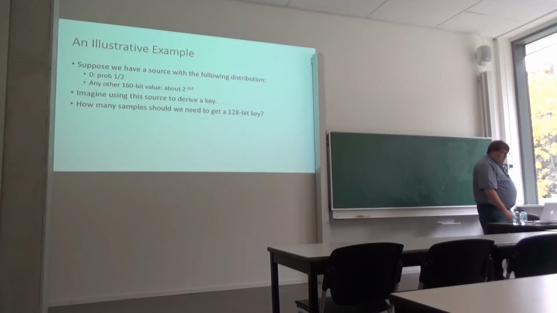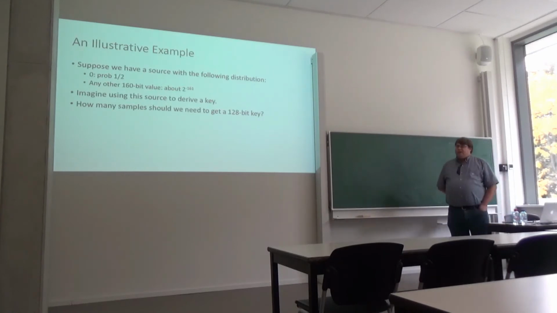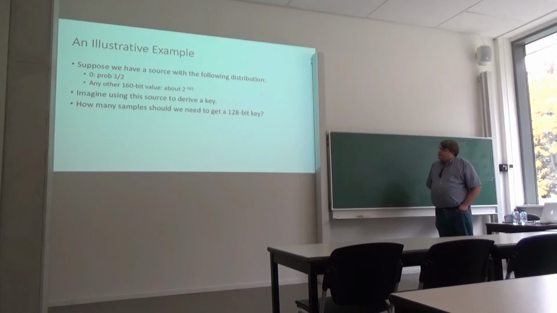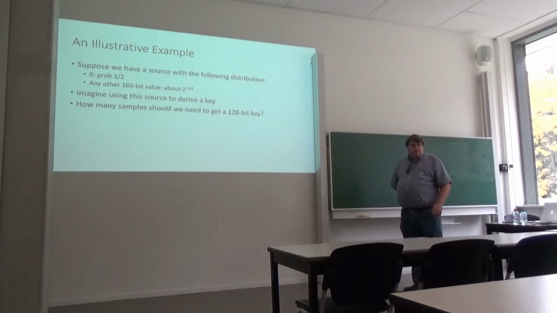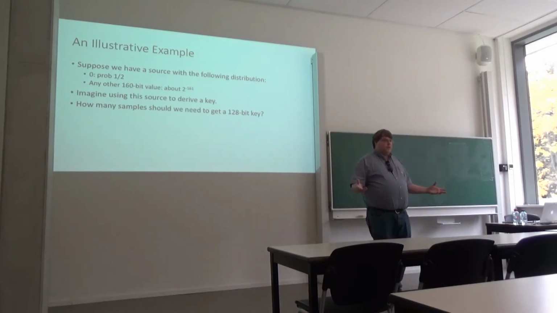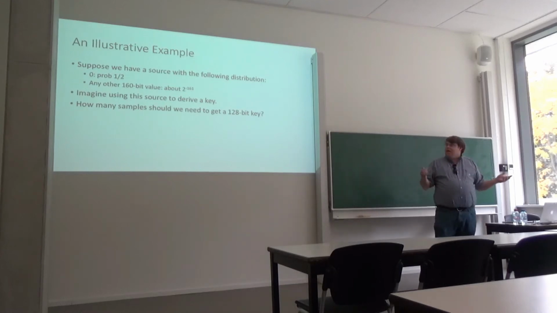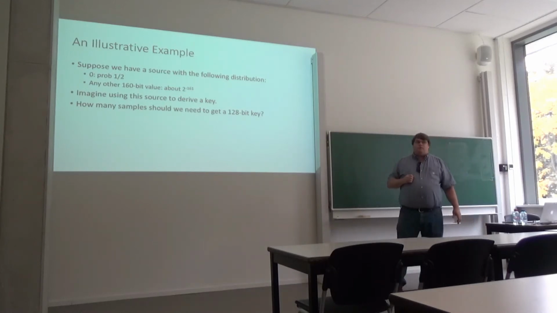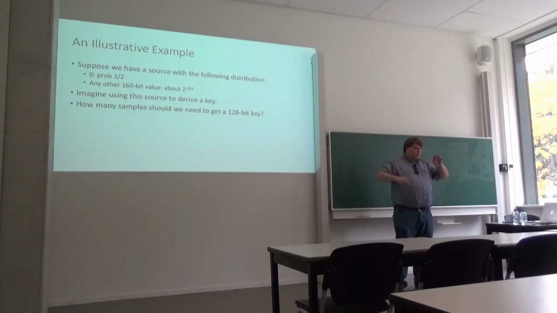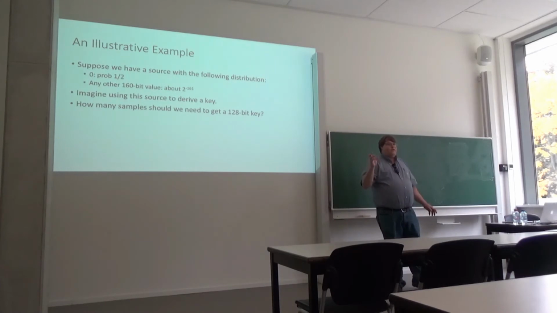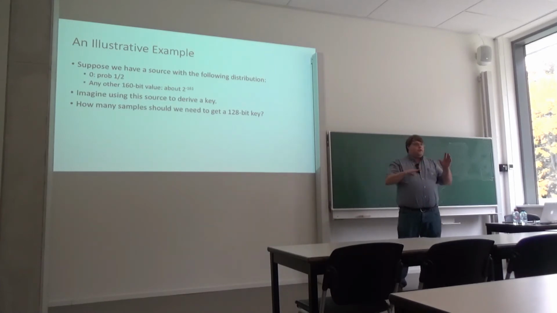So I want to give you an example that illustrates why we wind up with min entropy in particular instead of Shannon entropy. I want you to imagine a source. We have an entropy source, a source of unpredictability. This source has this funny distribution. Half the time it gives you 160 bits of zeros. The other half of the time it generates a random 160-bit value, everything except the all zero string, with equal probability. So about 2 to the minus 161. So there's one value with very high probability and then all these other values with very low probability.